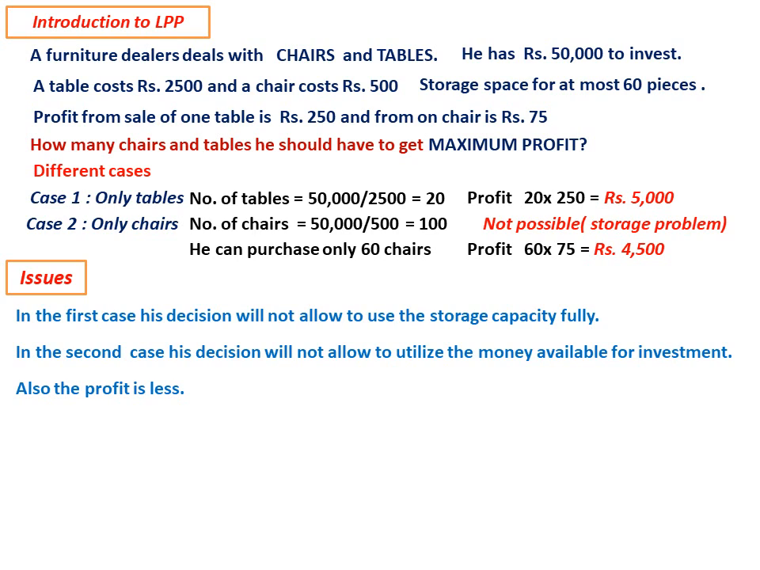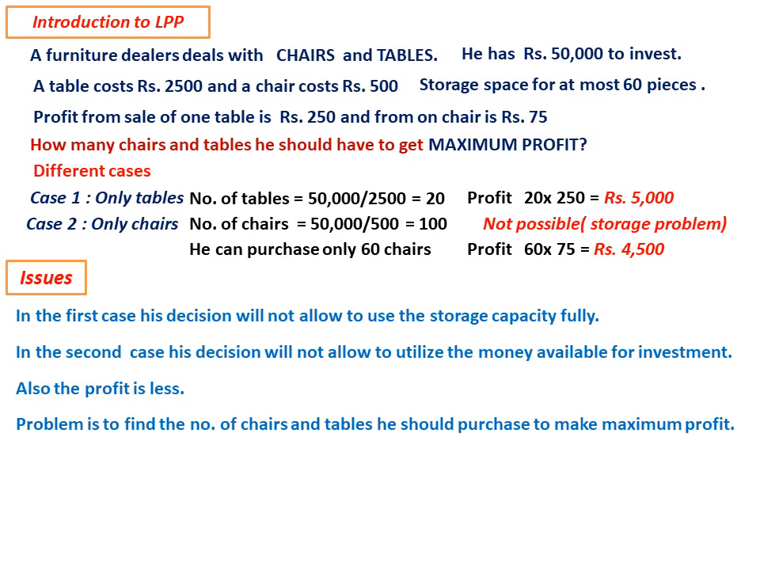Then also the profit is less, you can see. So problem is to find now, therefore now you can't do it by trial and error, say one chair and say 59 table, not like that. 59 table not possible also, because maximum table itself is 20. Therefore you have to now manipulate. So the problem is to find number of chairs and tables he should purchase to make maximum profit.